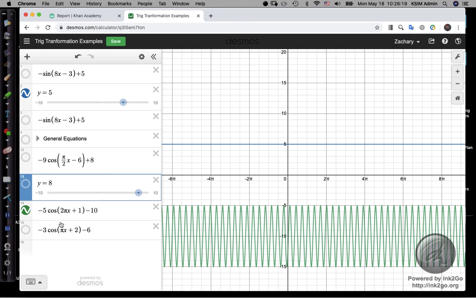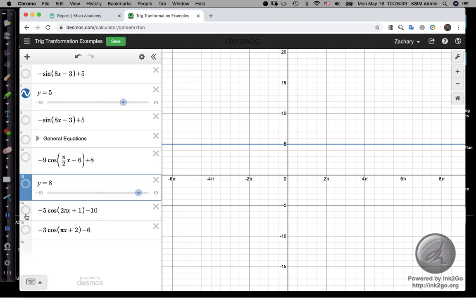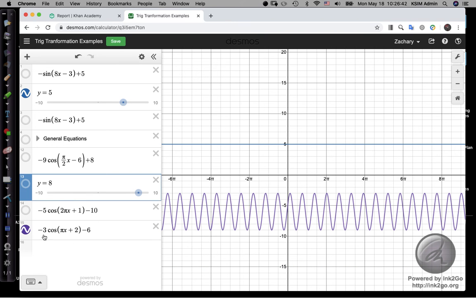Similarly, for this one, we get a -5, so we've increased the amplitude, and we can see that it then stretches between -5 and -15. We've increased the frequency by 2 pi. We've shifted horizontally, and we've moved the entire thing down, the midline down to -10. And the last one in this set, -3, so the amplitude is more than 1. Frequency by pi. We've shifted it left by 2, and then the -6, the midline, shifted down to -6.